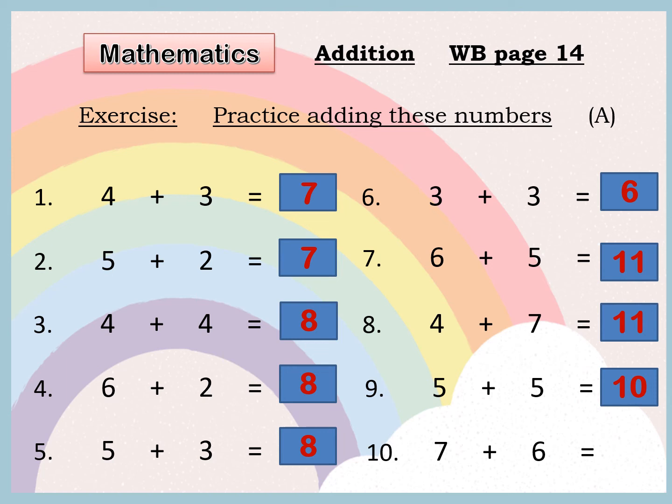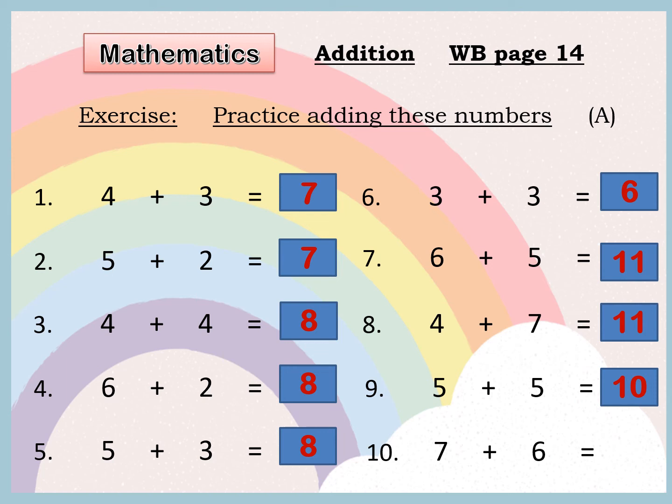7 plus 6. In number 7 and number 6, which number is bigger? Which number is bigger? Alright, number 7 is bigger. So we are going to put number 7 in our head. We are going to remember number 7. Put it in your mind and then count 6 on your fingers. 7 in your head, 6 on your fingers.